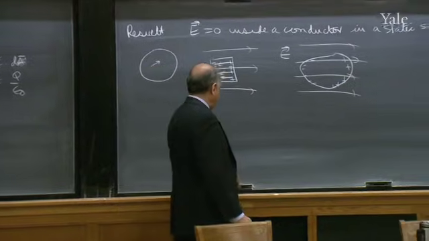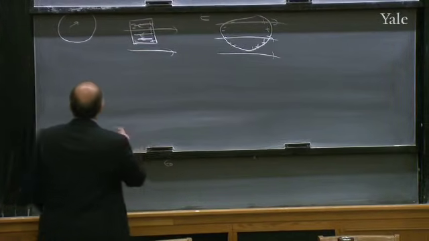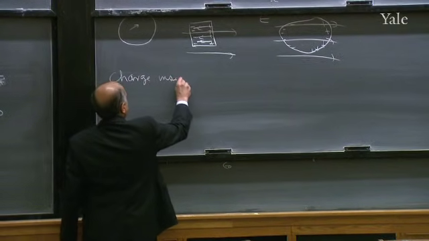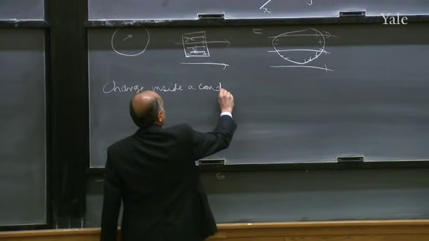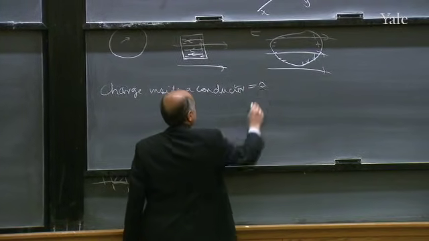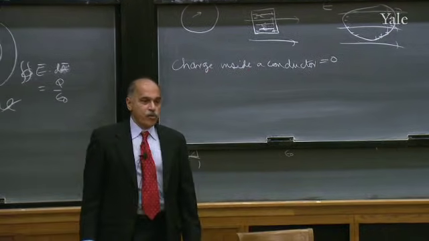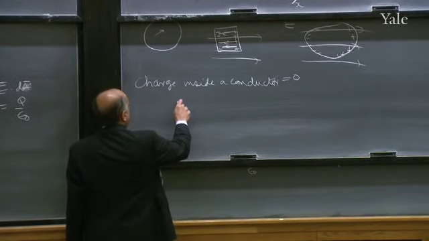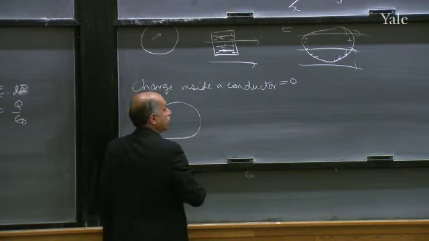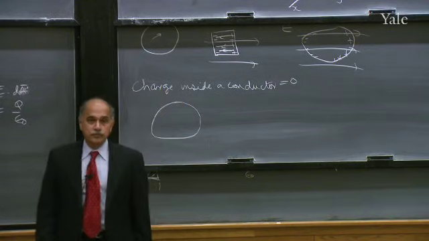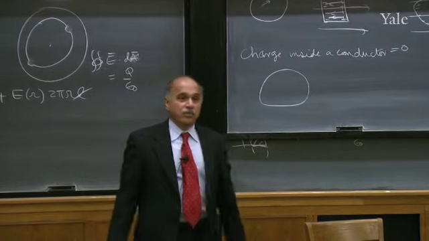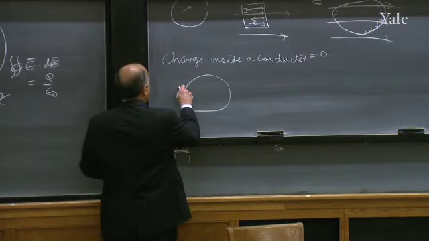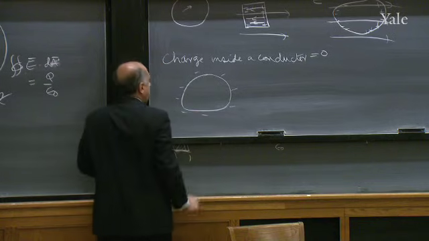Okay, now the next thing I will show you is that charge inside a conductor equals 0. By that I mean the following. If you took a conductor and you threw some charge on it, where will it go? Here's a chunk of copper, throw 10 million electrons. Well, the 10 million electrons don't like each other. They will try to run away from each other. In the end, they will all sit somewhere here.